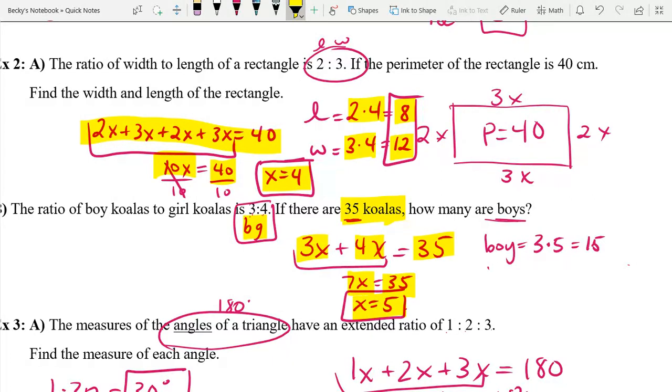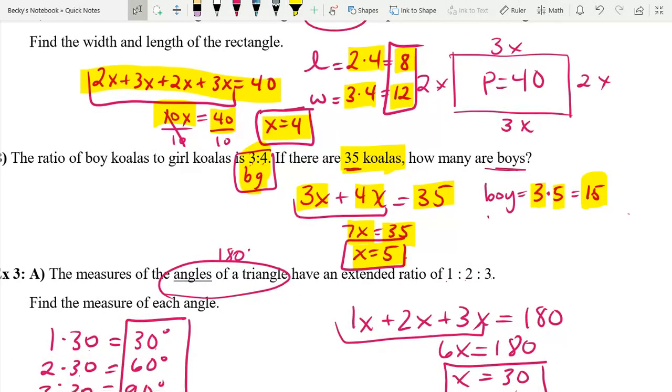Now, it says how many are boys. So you go back up here where you have it labeled. You know the 3 is referencing the ratio of the boys. So 3 times the 5 that you just found is 15. So that's your final answer. So again, you're always going to take the number they give you in your ratio, put a variable next to it, and equal your total.